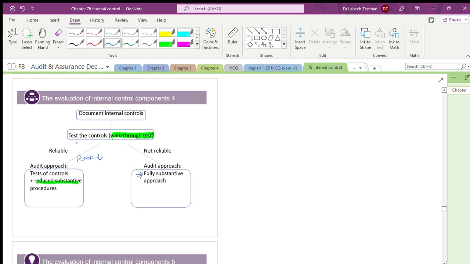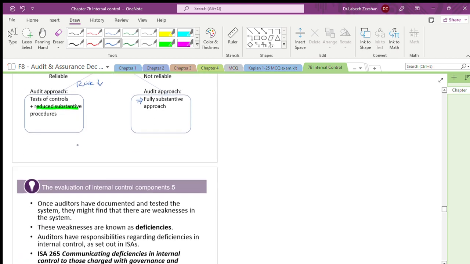Fully substantive procedure is a very lengthy one. We are not touching that topic at this point of time. A little bit later, we will take into consideration what the substance is. Now, at this point of time, we are talking about the test of controls, how the auditor is going to collect the evidence about the effectiveness of the controls.